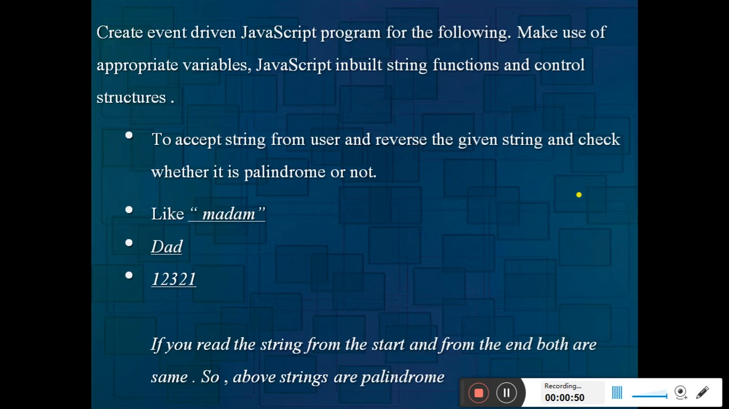The question for SOP 4 is: create an event driven program for the following. Make use of appropriate variables, JavaScript inbuilt functions and control structure. So what are you supposed to do in this program? First, you are supposed to accept a string from the user, then reverse the entered string, and check whether it is a palindrome or not.